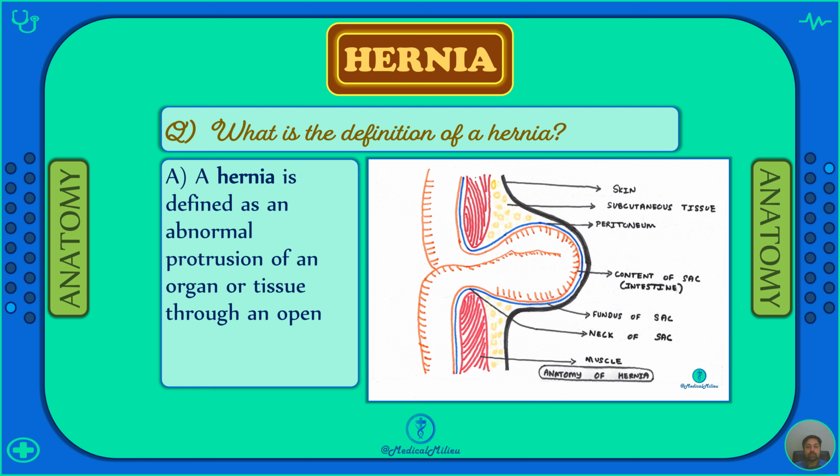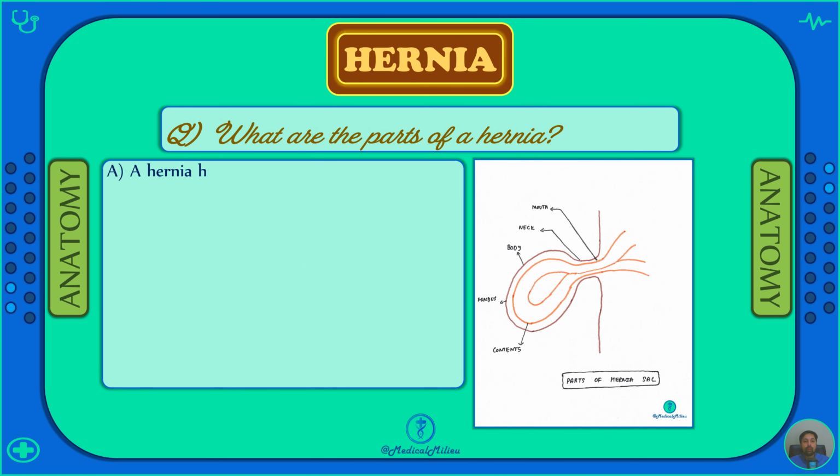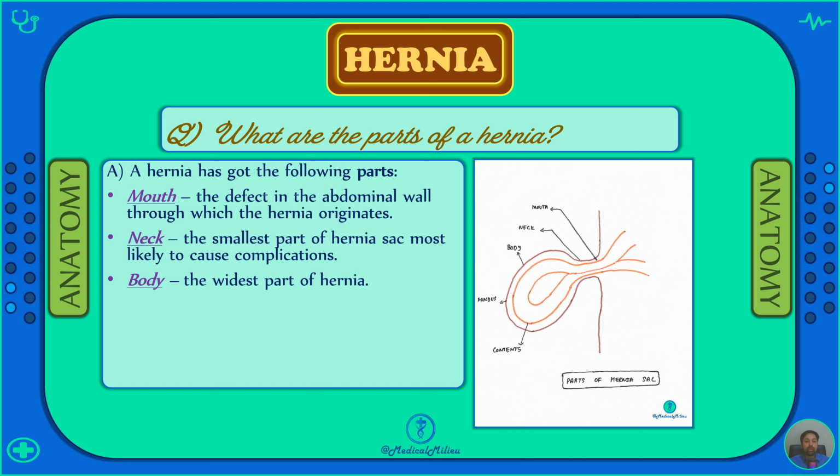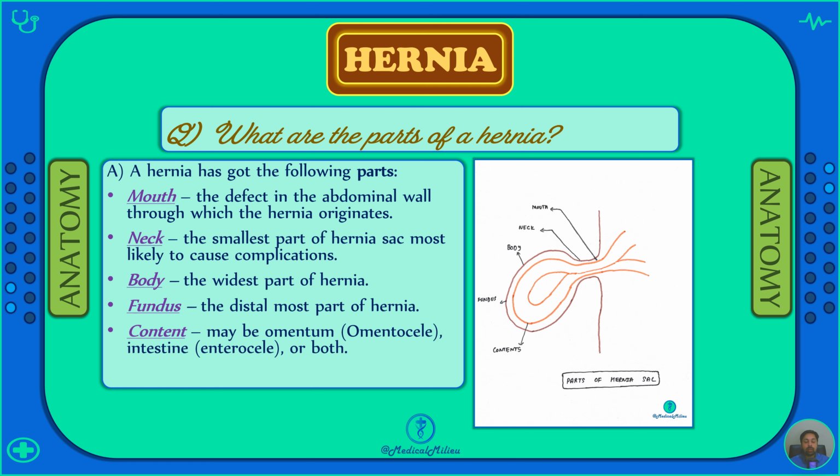A hernia is defined as an abnormal protrusion of an organ or a tissue through an opening in the layer of its containing cavity. A hernia has the following parts: mouth, which is the defect in the abdominal wall through which the hernia originates; neck, which is the smallest part of the hernia sac, most likely to cause complications; body, which is the widest part of the hernia; fundus, which is the distalmost part of the hernia; and contents, which might be omentum or intestine or both.